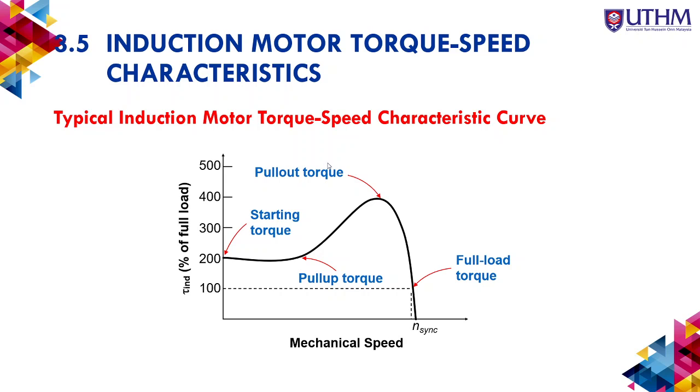Now we want to look at a typical induction motor torque-speed characteristic curve. As we can see from the graph, this is the induced torque and this is the mechanical speed. This is the characteristic of the induction motor. Actually, we want to start from here, where this is Nm, the speed of the rotor.